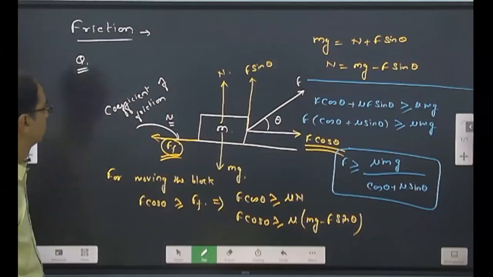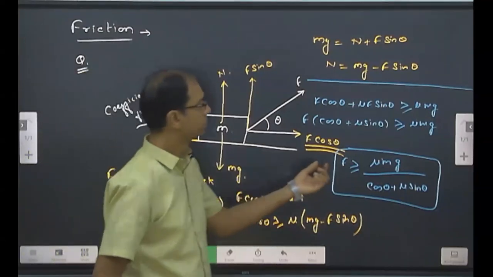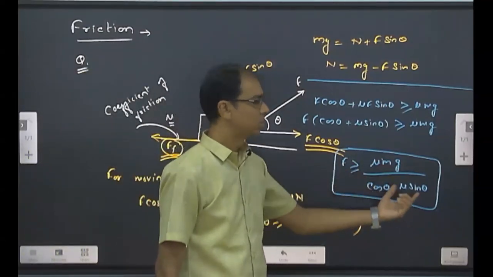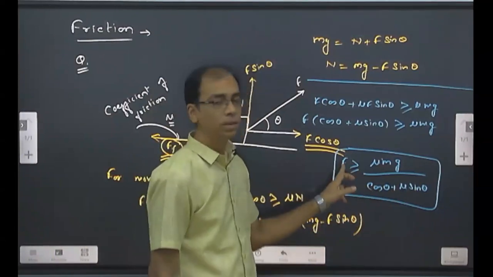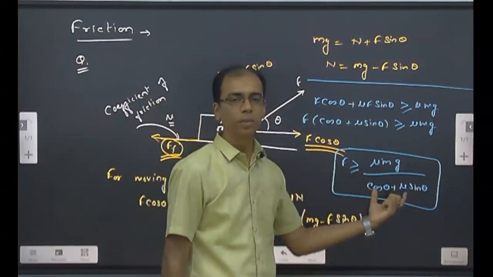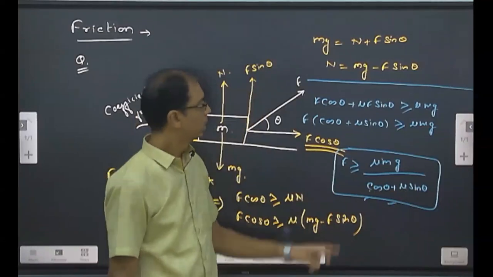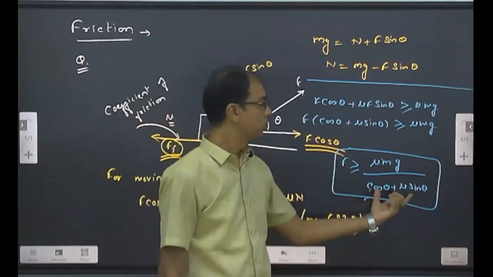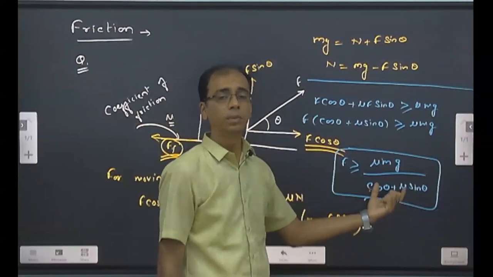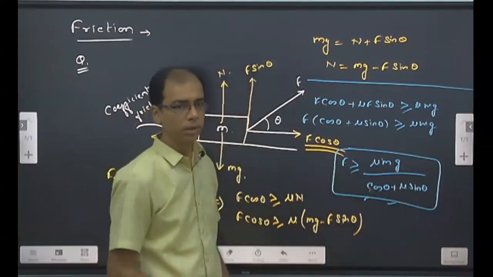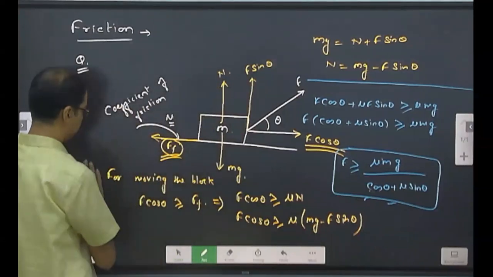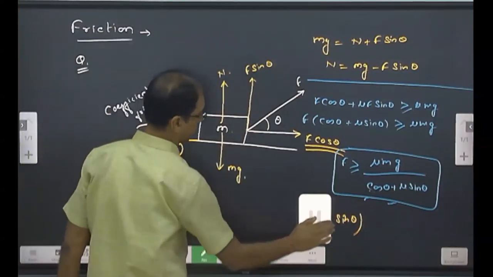Done? Done, sir. Okay. Now see here, f is greater or equal to mu mg by (cos theta plus mu sin theta). Now, if you want this minimum, what should be in this denominator? Should be maximum, minimum, or 0? Think and tell me. Take your time. Maximum, sir. Maximum.